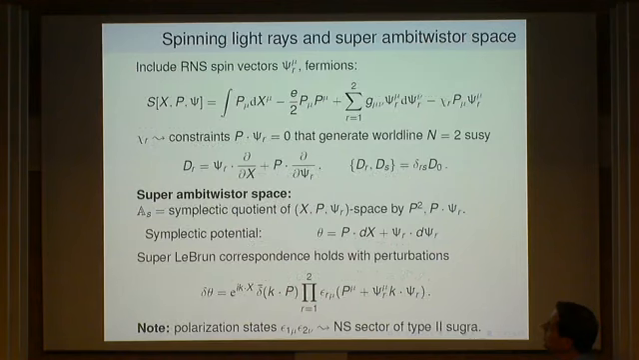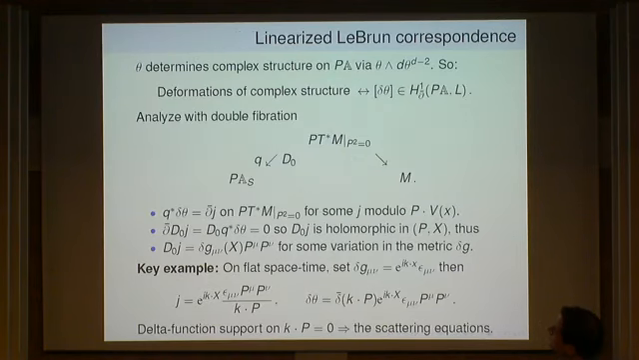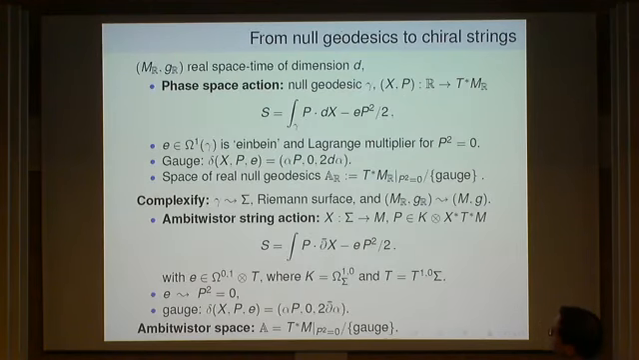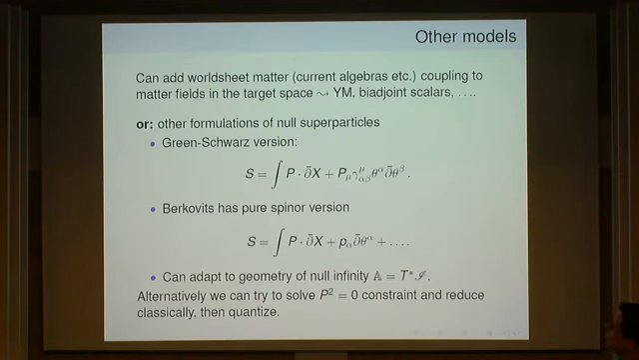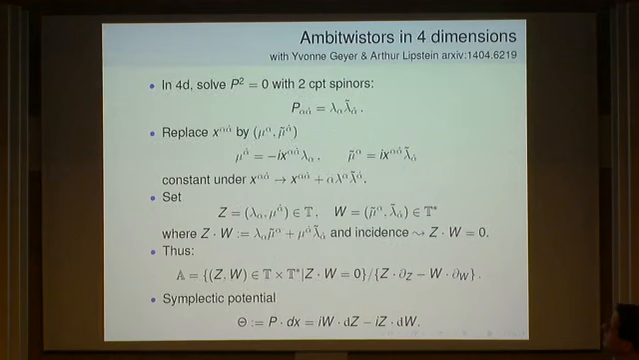So if you try to quantize this string, then you have to worry about this constraint p squared equals 0, and you have to do some BRST treatment of the gauge fields and all that sort of thing. You can avoid all that if you can solve the constraints. And there's a standard way to do that in 4 dimensions using twistors.